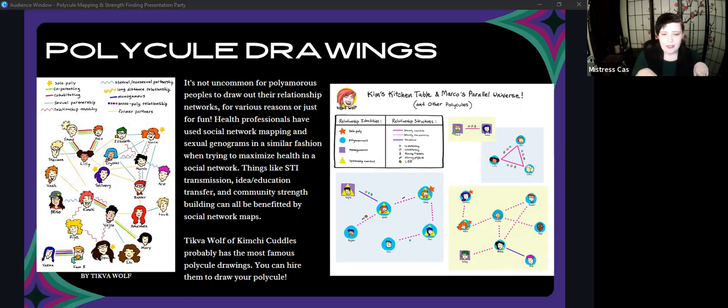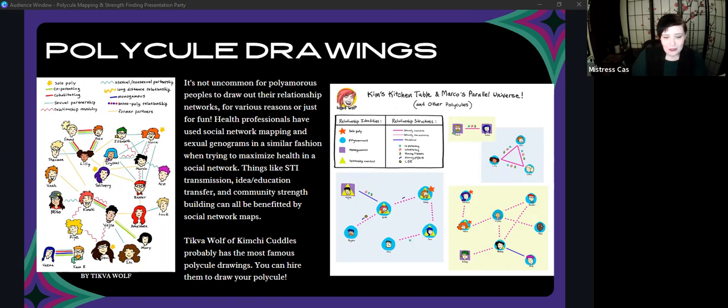These diagrams here are just examples from Tikva Wolf through Kimchi Cuddles. They do amazing, even customizable polycule drawings that you can hire them to make of your individual polycule in this style with these cute little animations and cartoons. But people have various reasons for these. Sometimes it's just fun to look at your relationship network and draw it out a certain way, and make some interesting connections, or see how enmeshed our polyamorous networks can get.